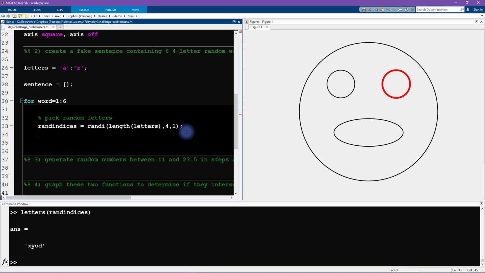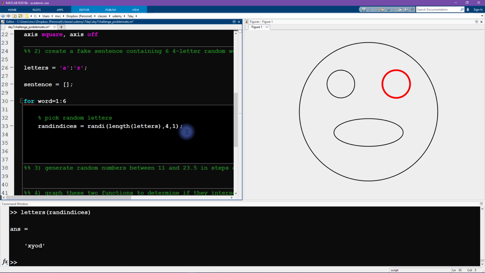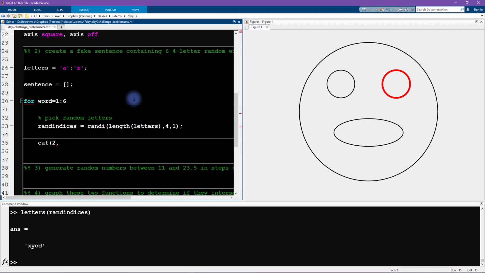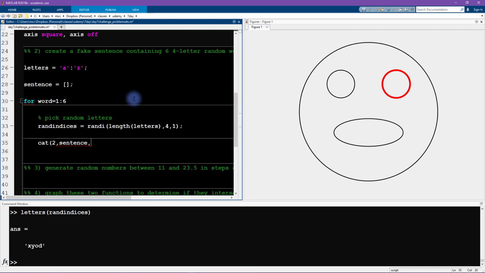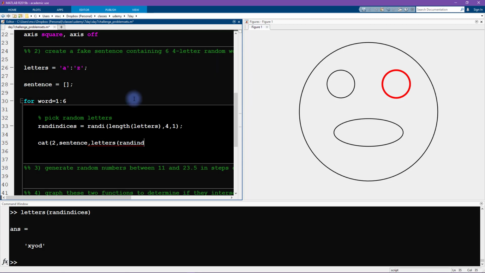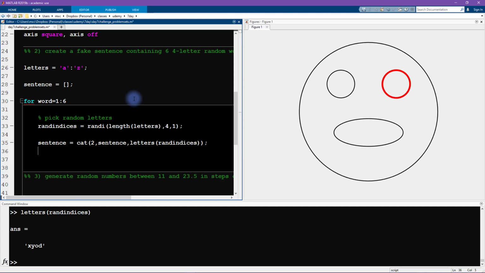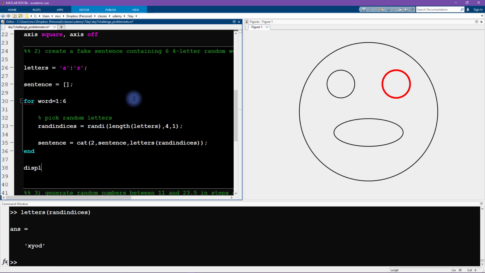Anyway, so what do we want to do with these letters? We want to put them into the sentence. So I'm going to use the cat function. So I'm going to concatenate the sentence, and we're going to concatenate row-wise, so make sure that the letters all print out in a row instead of in a vertical column. So I want to concatenate the sentence with the letters and rand indices. Okay, and then I redefine sentence to be this thing. And then let's just display this.